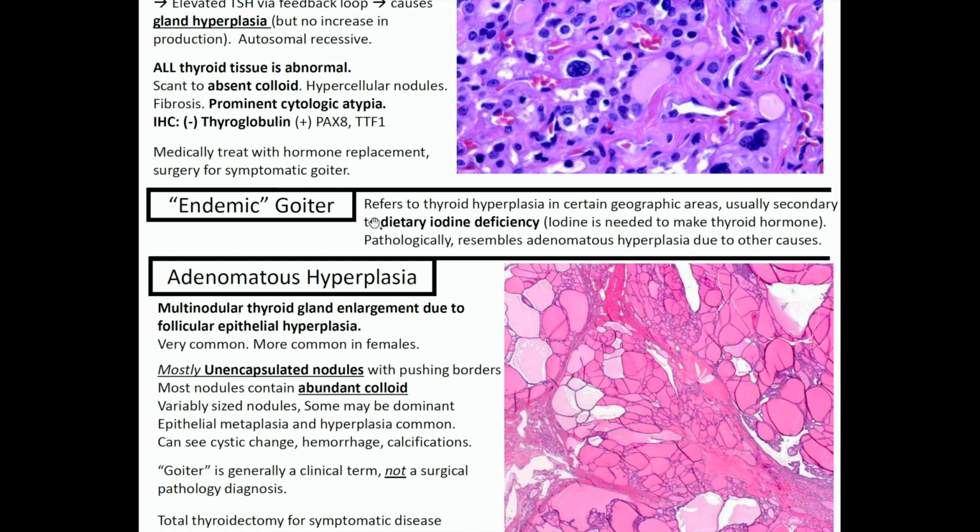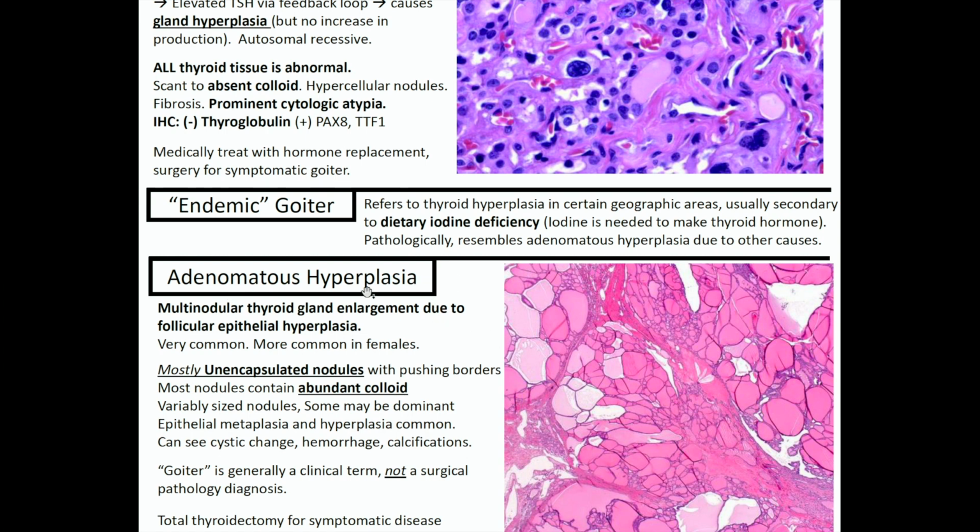Endemic goiter. This refers to thyroid hyperplasia in certain geographic areas. Usually it's secondary to dietary iodine deficiency. Iodine is needed from a nutritional standpoint to make thyroid hormone. Pathologically, it resembles adenomatous hyperplasia due to other causes. So what does adenomatous hyperplasia look like? Well, that's our next entity.